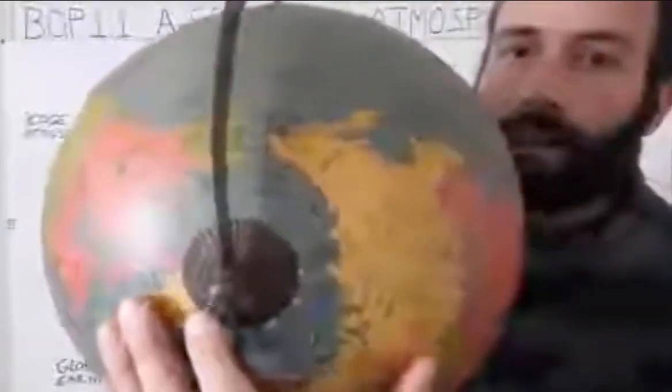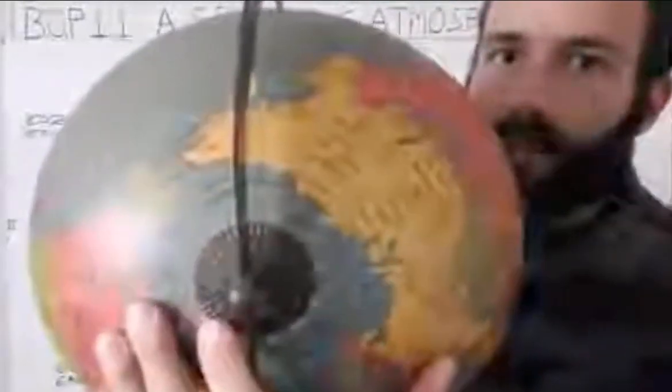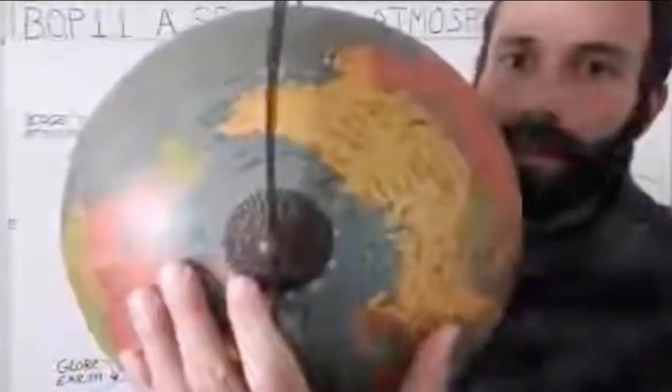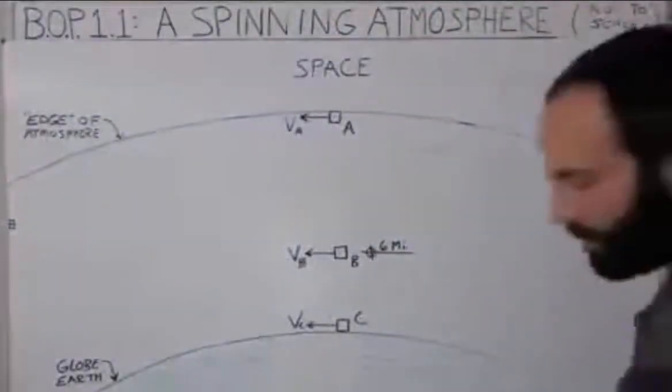And so let's say we're going to freeze the Earth at that moment. Freeze the Earth with the atmosphere around it, assuming that the atmosphere is rotating with the Earth. And that's what I have drawn on the board here. Okay?